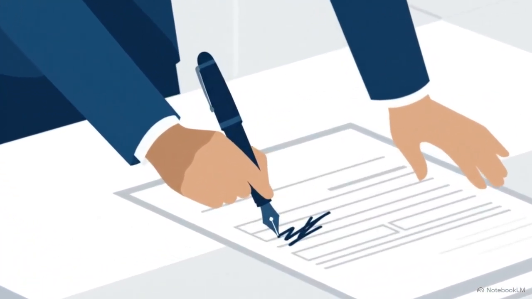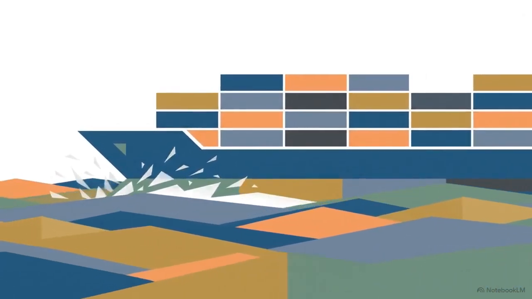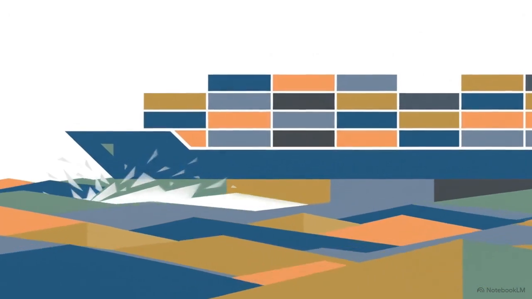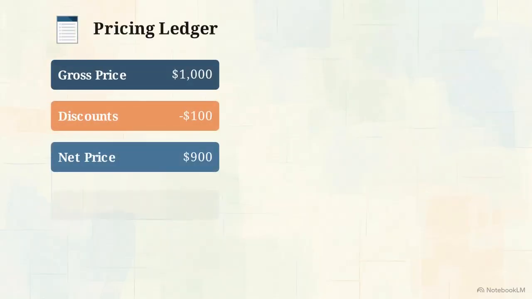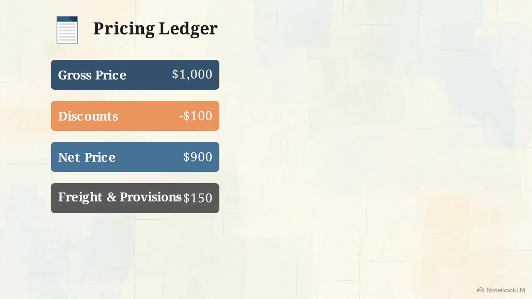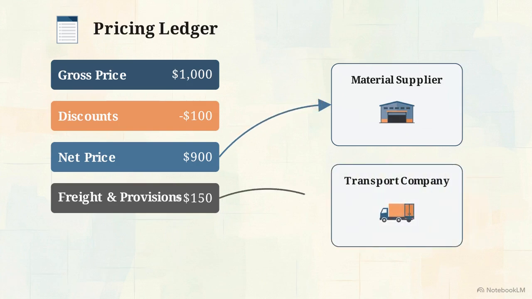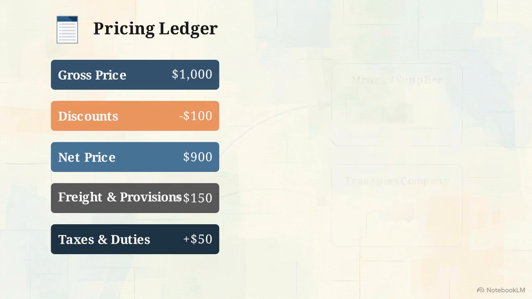Beyond the supplier's price, the company must account for the logistical variables of moving that material to the manufacturing facility. Next, delivery costs and inspection provisions are added to the net price. The system manages the financial routing, sending the net price to the supplier while diverting the freight provision to the transport company. Finally, the procedure assesses specific state taxes or import duties required based on the vendor's geographic location.